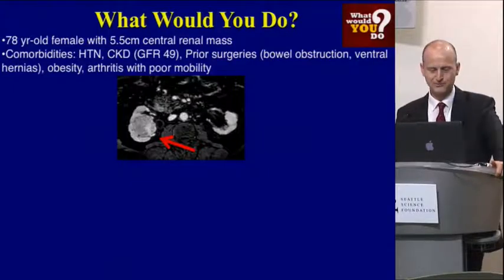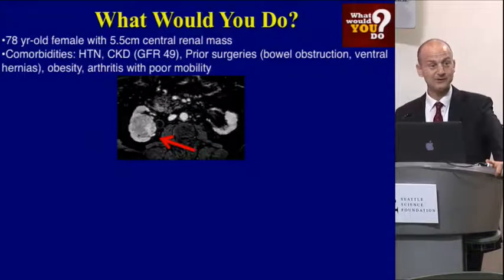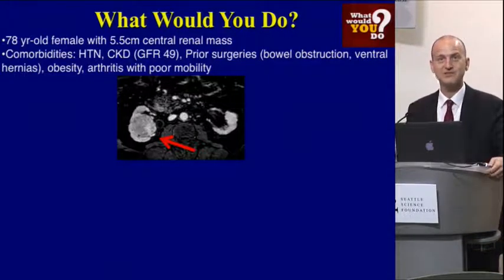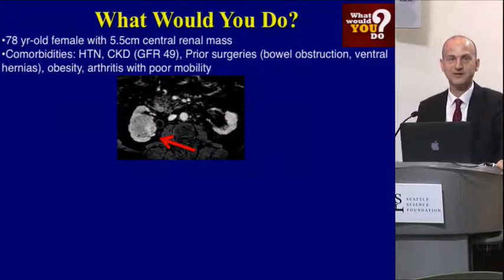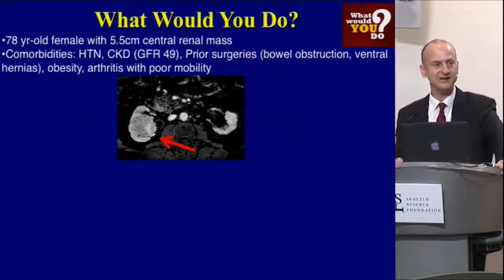So another show my kids watch, I don't know if you've seen that What Would You Do show, where they give different scenarios. So this is a real patient. What would you do? 78-year-old female, big tumor, central, pretty ugly, lots of comorbidities. Has chronic kidney disease, prior abdominal surgery, hernias, she's obese, isn't very mobile, but it's a pretty ugly tumor. So what are you going to do?